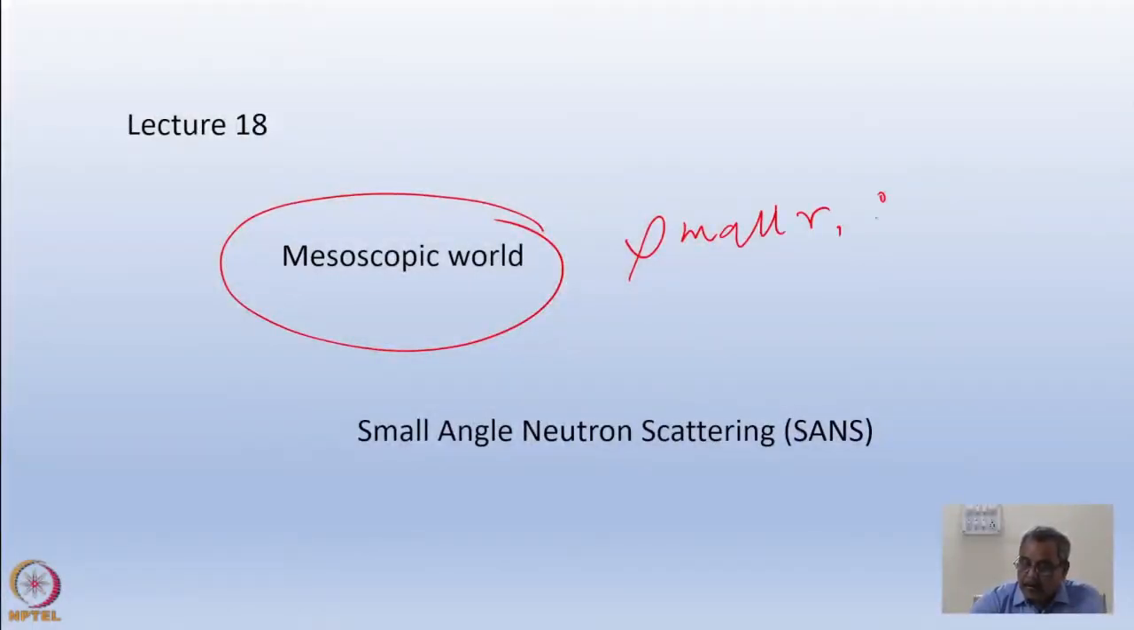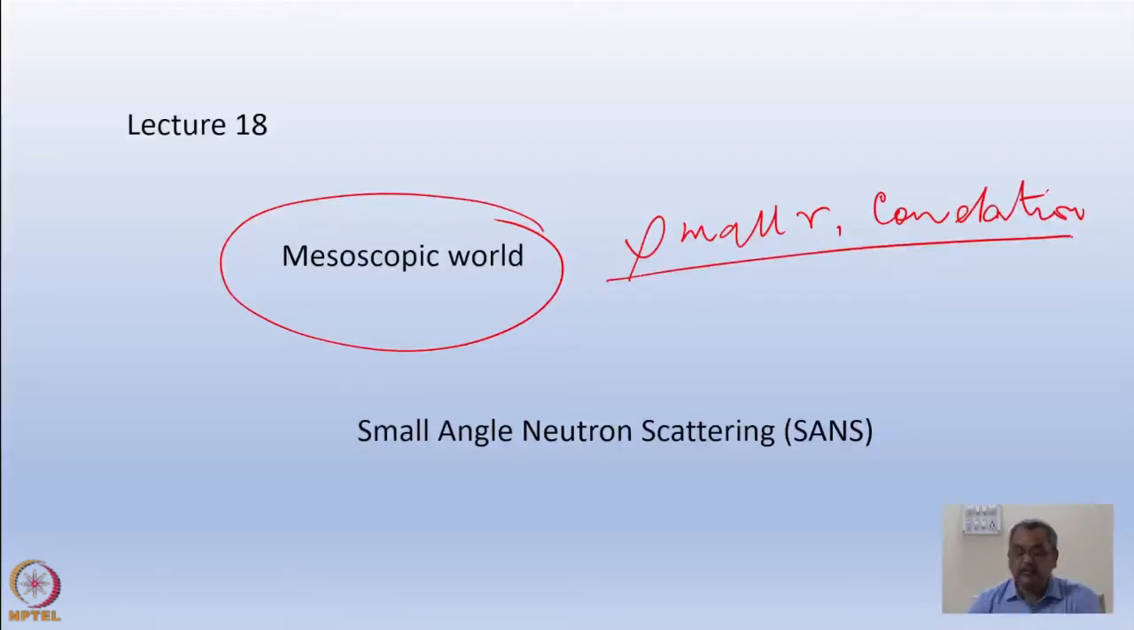Hello. Today's lecture, I will be introducing you to scattering for the mesoscopic world. By mesoscopic world, I am going from the microscopic world, which I have been discussing till now, to the mesoscopic world. The microscopic world, or the crystallographic nature of crystallographic samples, and also liquid and amorphous samples, where small R correlations.